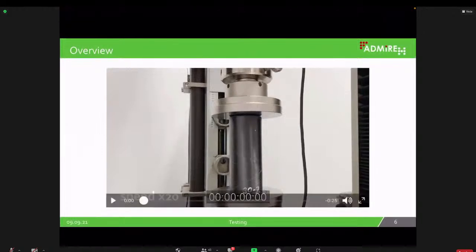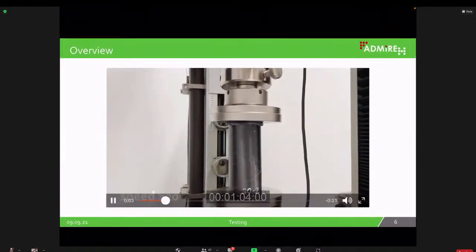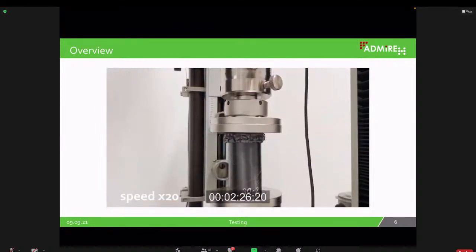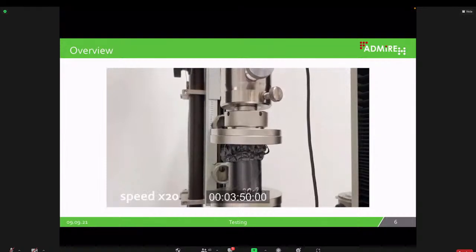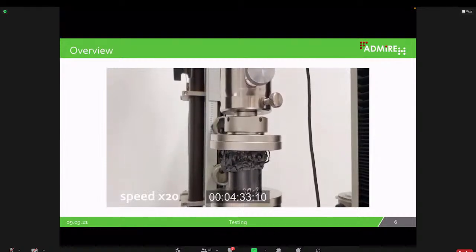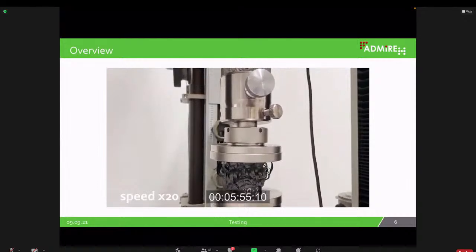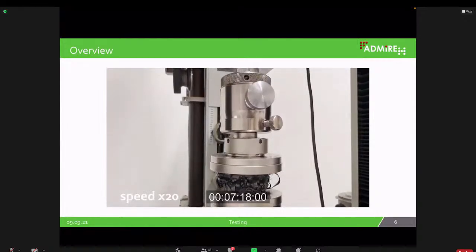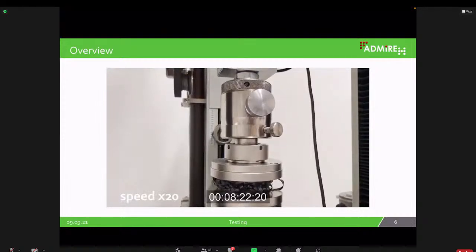We tested them under quasi-static loading conditions. We wanted to determine the specific energy absorption capability of those tubes. So we measured and weighed those tubes and then tested them under quasi-static loading conditions with 10 millimeters per minute as speed.